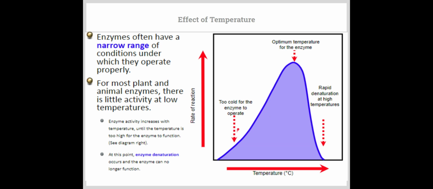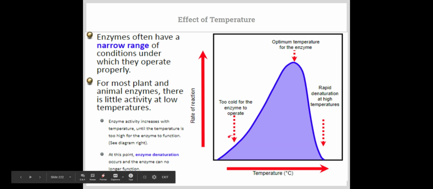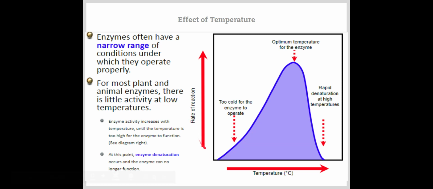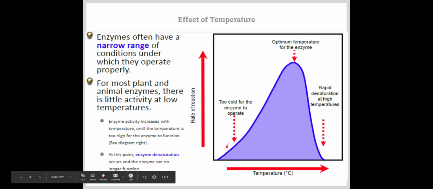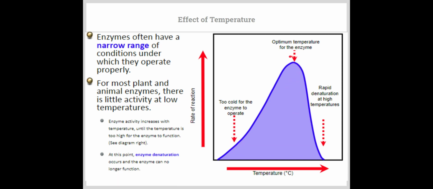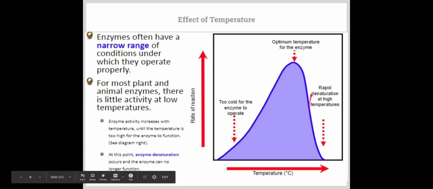So if we have, for example, a too cold temperature, the enzyme is not actually functioning at its optimum, its highest point. So the rate of reaction here is quite low when it's too cold. If we look up the top of the graph here, the optimum temperature of the enzyme itself is quite high. Therefore we're going to have a higher rate of reaction when the temperature is warmer.